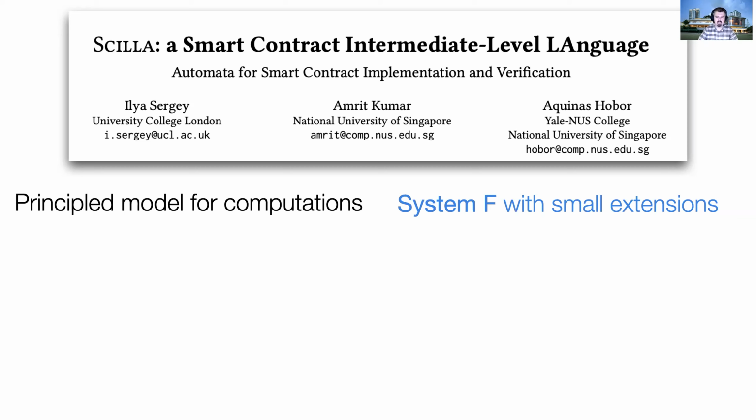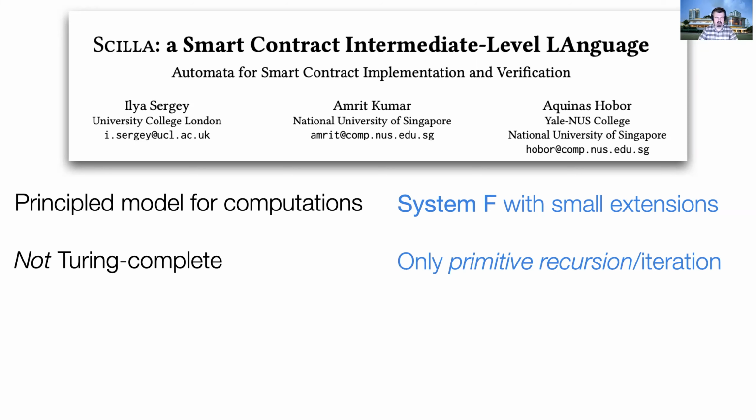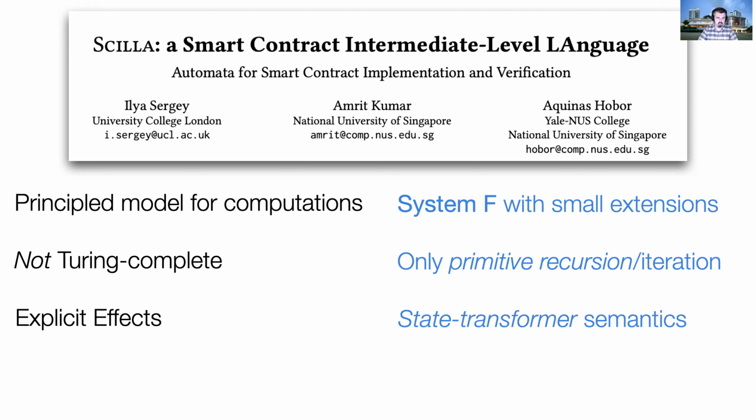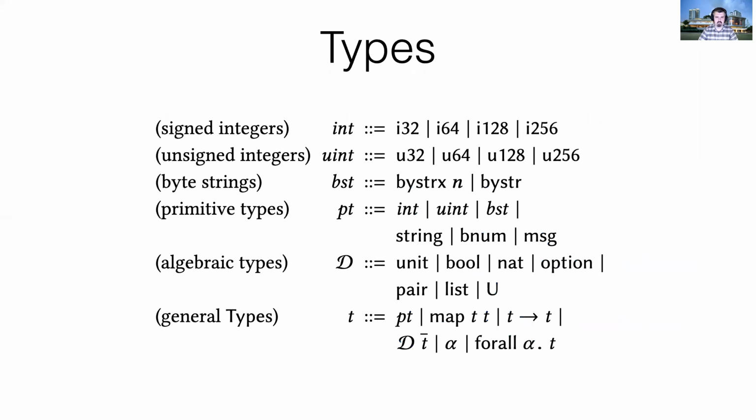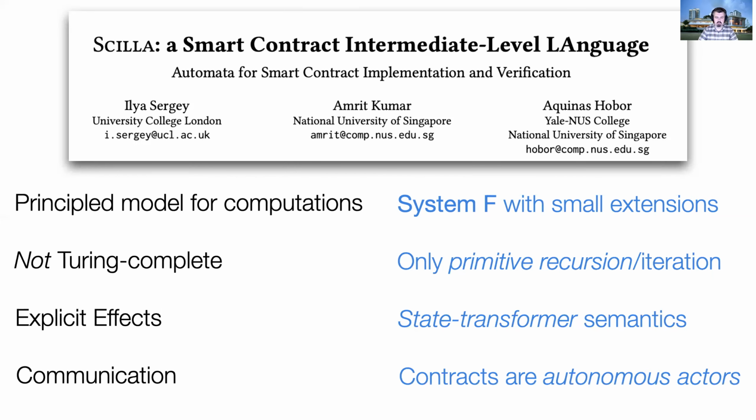Okay, so this language has been built on multiple foundational results from programming language theory. I probably won't have time to go into that. For example, it had this very well-studied, principled model of computation called System F. So it was not Turing complete. It didn't, for example, allow for infinite loops. It had explicit effects such as sending and receiving money and changing the fields. And finally, it embraced this idea of contracts being actors and working with each other by means of sending and receiving messages.